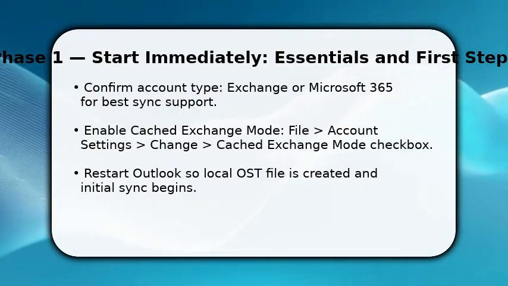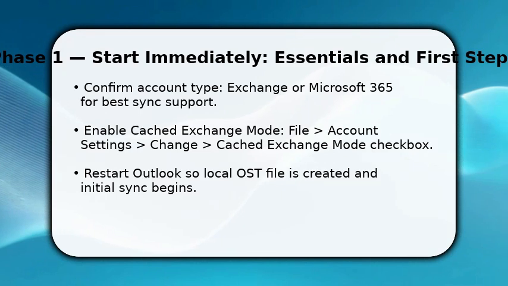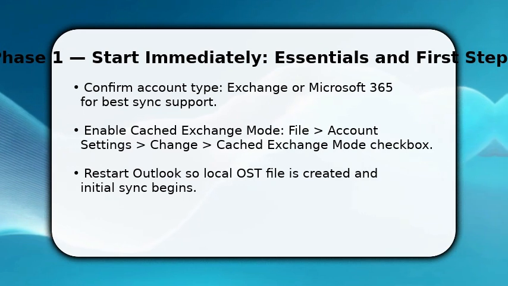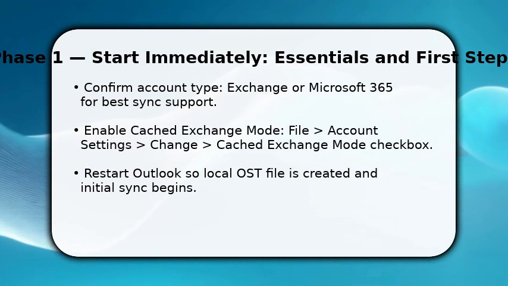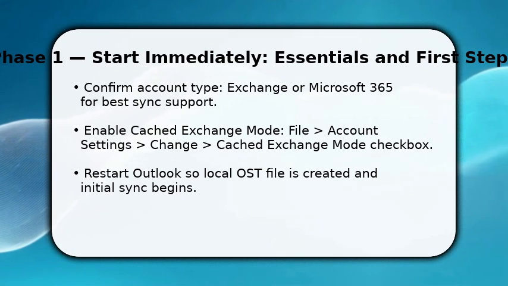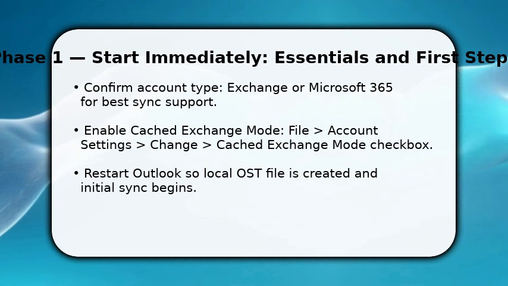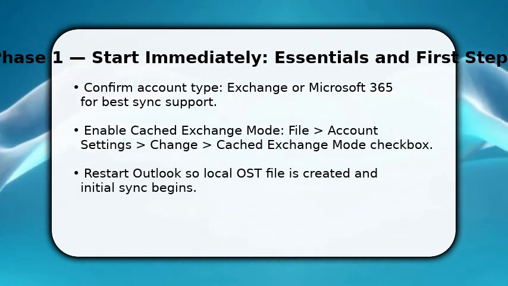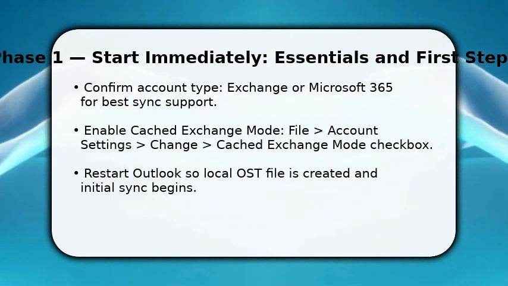You start by making sure your mailbox runs in cached Exchange mode, because that creates a local OST copy and enables folder syncing. Once done, sign in with the same credentials, enable cached Exchange mode under File > Account Settings > Change, check the box, and restart Outlook. This creates the local cache and begins fetching folders. Make sure the account is Exchange or Microsoft 365. IMAP has different behaviors. Enabling cache speeds up searches and lets you work offline, while synchronization.